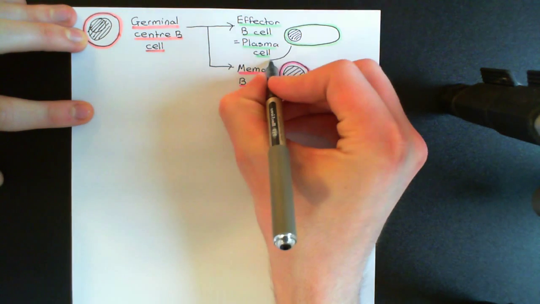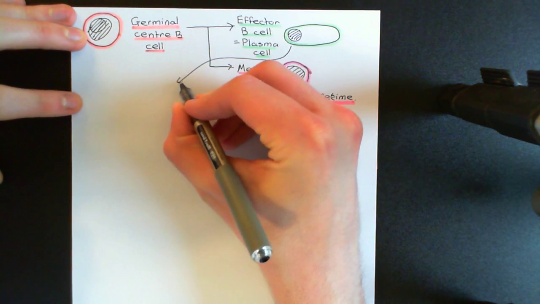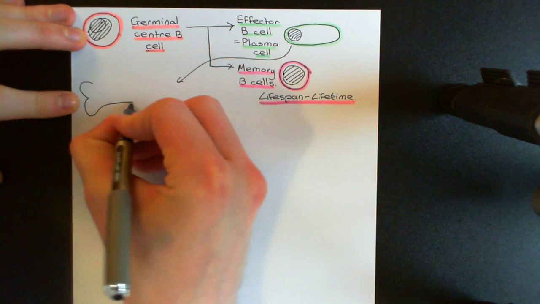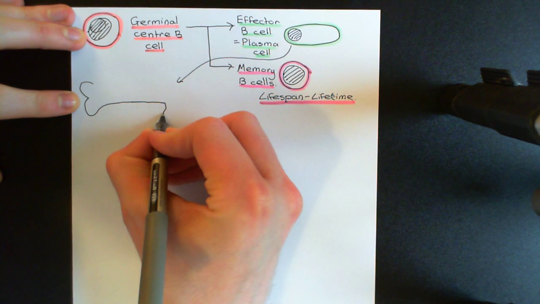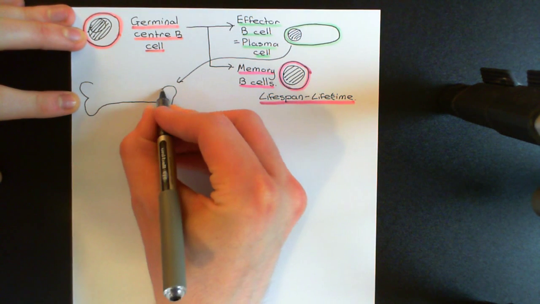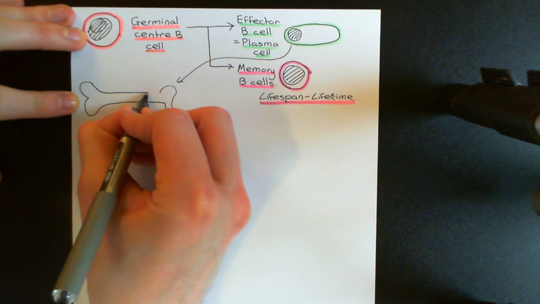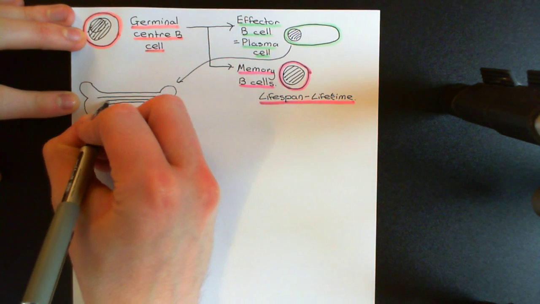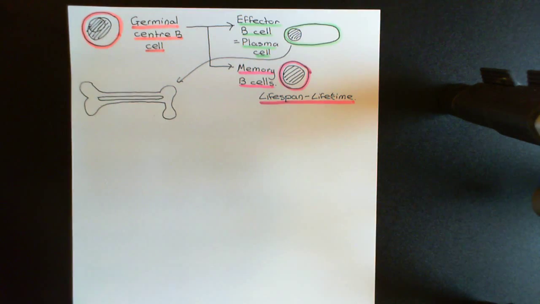So let me just draw a picture of this here. So effector B cells will go back to the bone marrow. So we have the story returning to the bone marrow. So here again is my picture of the femur, like so, the shaft of the femur here, and then of course the bone marrow is inside the hollow portion of the bone in the middle of the bone shaft here.